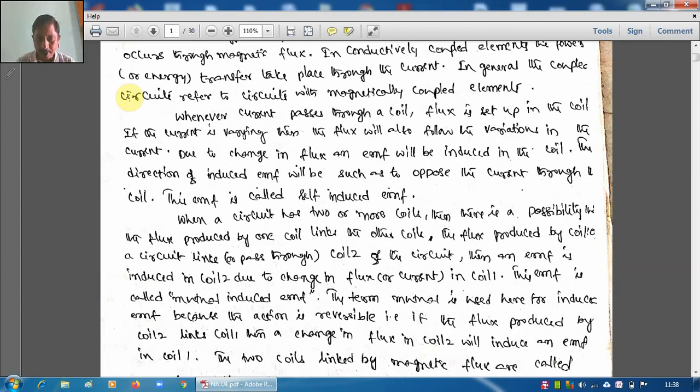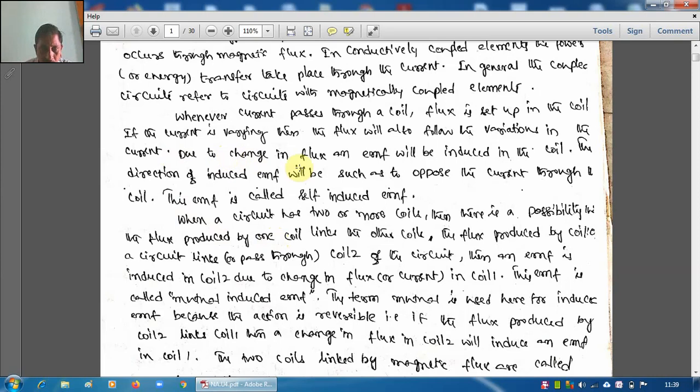I think you also know Faraday's laws of electromagnetic induction. Faraday's law says that whenever there is a change in flux linkage in a coil, an EMF is induced in the coil. That is Faraday's law. Of course, there is a second law also that tells about the rate of change, that means the magnitude of the induced EMF. But mainly Faraday's law means if there is a rate of change of flux linkage, an EMF is induced in the coil.